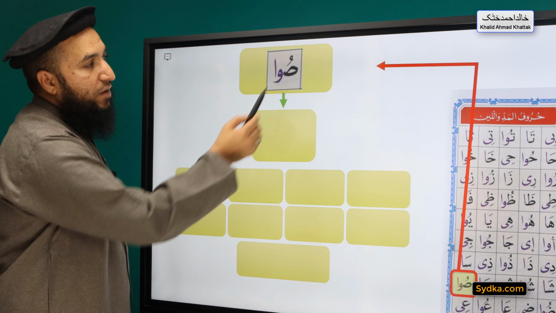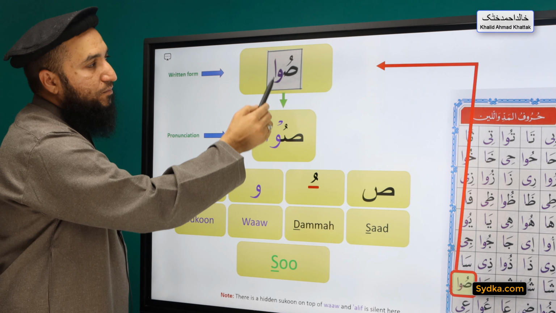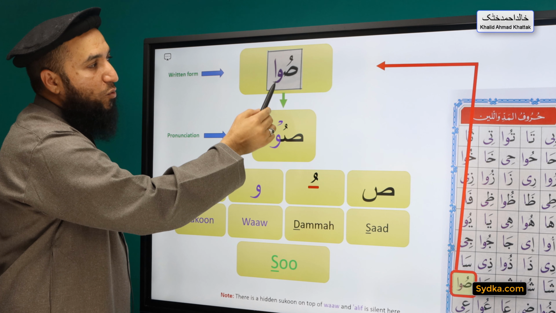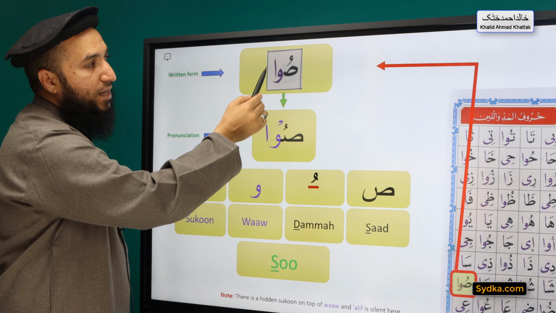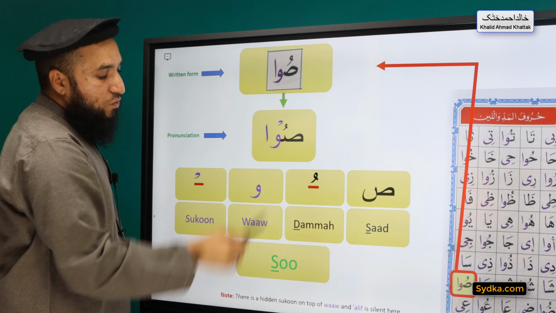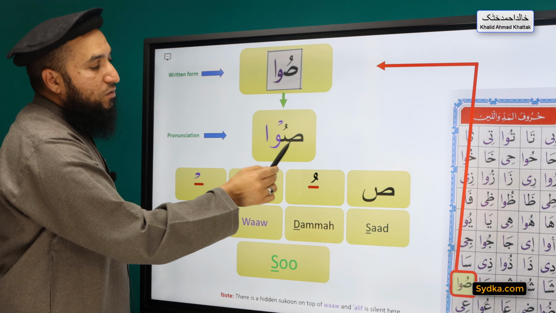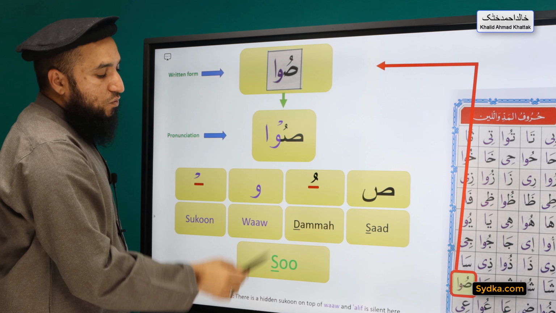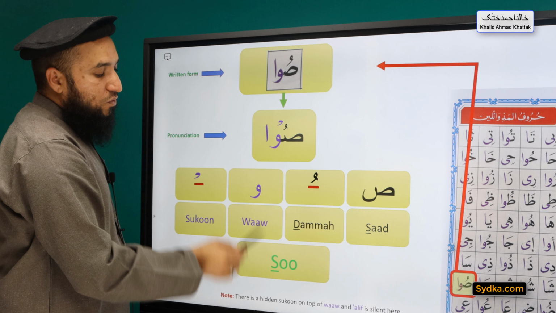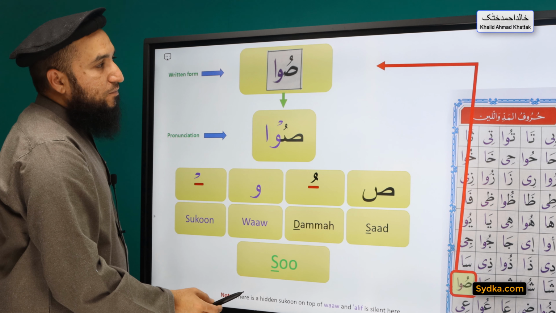The next syllable we have is Sad Dhamma Waw Sukoon. Sad is a heavy letter, it has Dhamma on top of it, it is followed by Waw, and Waw has hidden Sukoon, and this Alif is silent. Sad Dhamma Waw Sukoon Su.